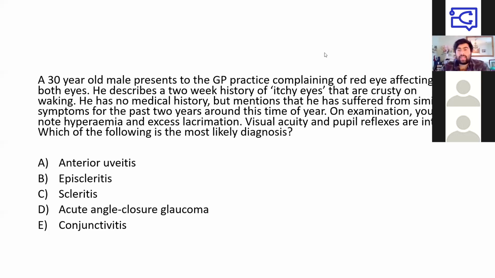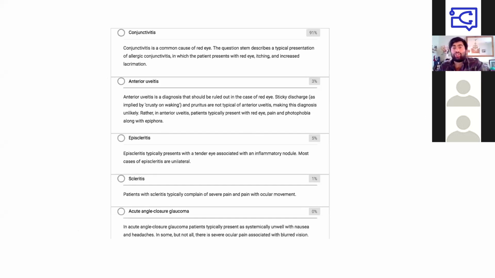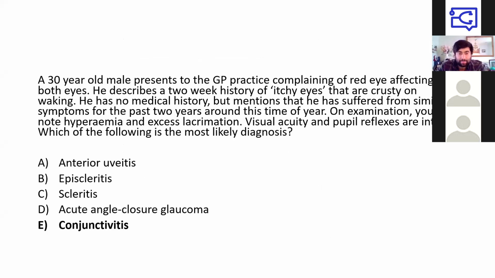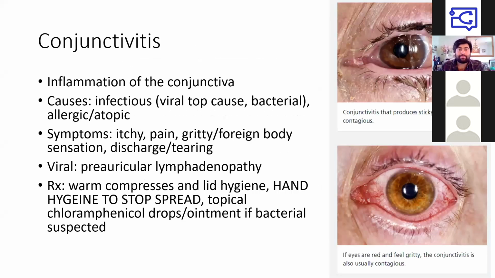Yeah, this one's easy. Basically, everyone went for the right answer, which is E, conjunctivitis. So this is someone with hyperemia, redness, lacrimation, that means tearing of the eyes. They've got normal visual acuity, normal pupillary reflexes. I think this is quite a clear description of someone with irritation and redness of both eyes, and crusting on waking is again something that should make you think of conjunctivitis. Similar spread in the Quesmed bank. All the other types of pathology we're going to go over shortly anyway.